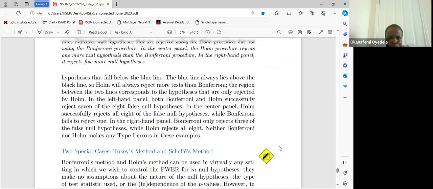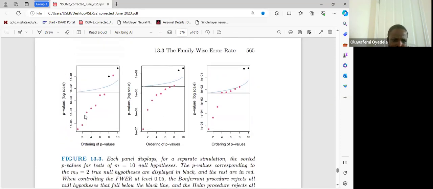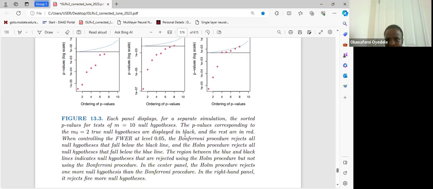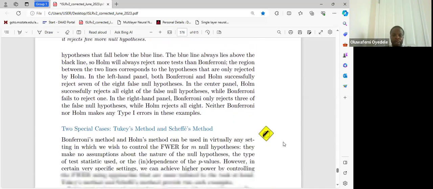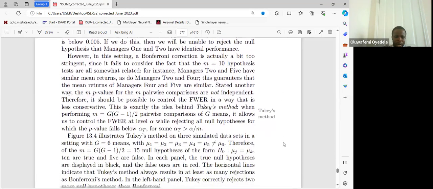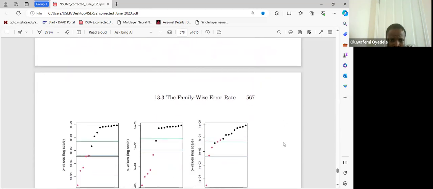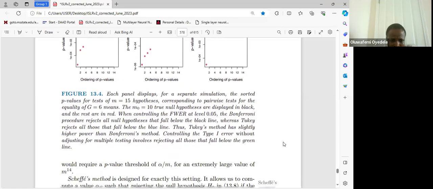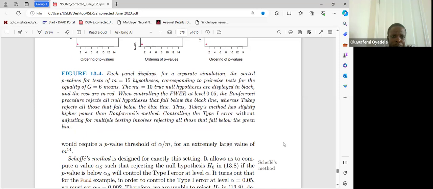So here, this was an example of what they did. Here they have 1, 2, 3, 4, 5, 6, 7 that fall below this threshold, and we have three that fall above this threshold. So here, the same trend. When they compared the ordering of p-values on the log scale using different procedures, they discovered that Tukey's method outperformed every other approach, including the Benjamini-Hochberg approach.